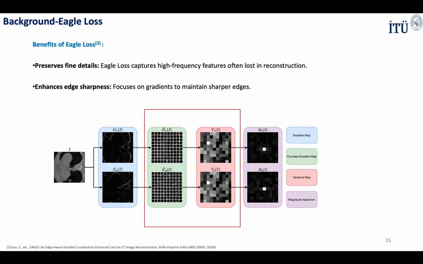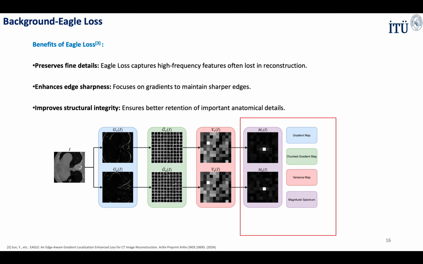Enhances edge sharpness. Moving to the second part of the diagram, we chunk the gradient map into smaller patches and compute the variance map. This process enhances edge clarity by focusing on the gradients, which allows the model to maintain sharper edges and improves structural integrity.